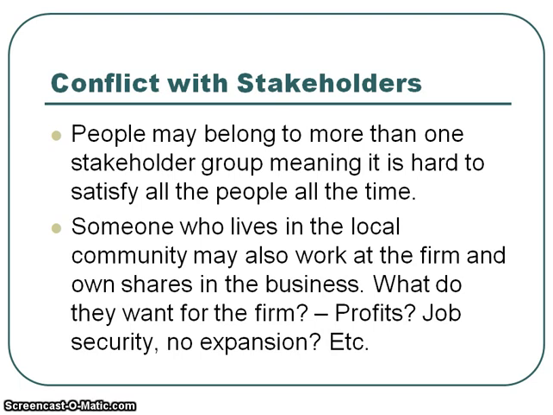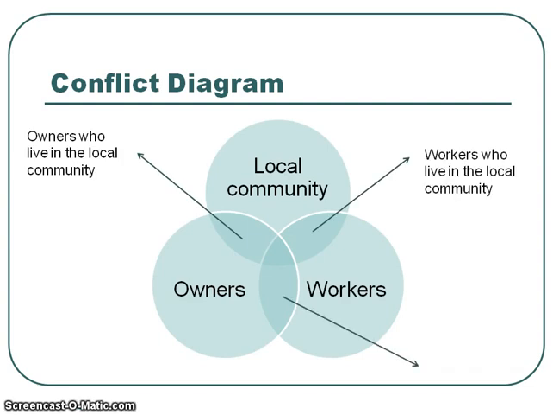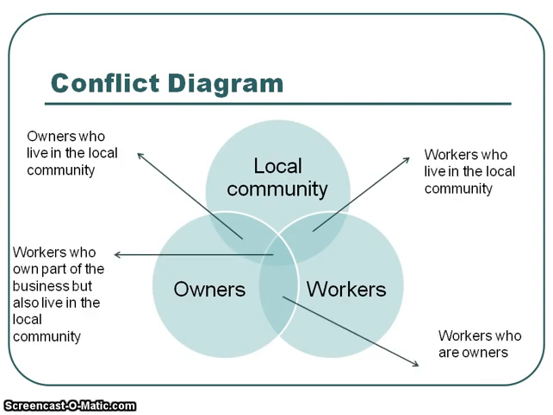And a good way to illustrate this is using a lovely Venn diagram. So here I've got my three stakeholder groups, the community, the workers and the owners, and you can see that they all cross over. Where the local community and the owners cross over, we've got an owner who lives in the local community. Where the local community and the workers cross over, we've got workers who live in the local community. And where the workers and the owners cross over, we've got a group of people who are workers who are also owners of the business.